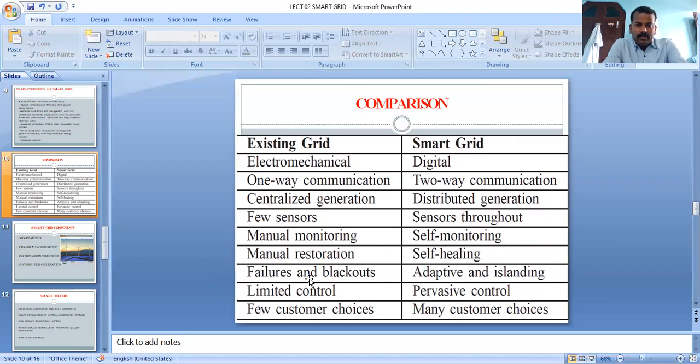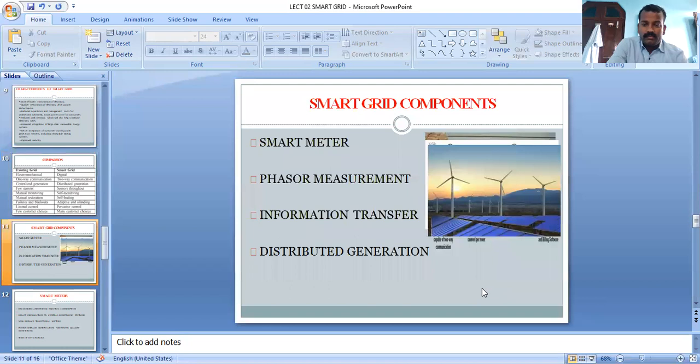Failures and blackouts happen frequently in the existing grid, while the smart grid is adapting and isolating. Isolating means isolating the faulty part of the power system. There is limited control in the existing grid, while there is pervasive control in the smart grid. Few customer choices in the existing grid, while in the smart grid customer choice is central, right?